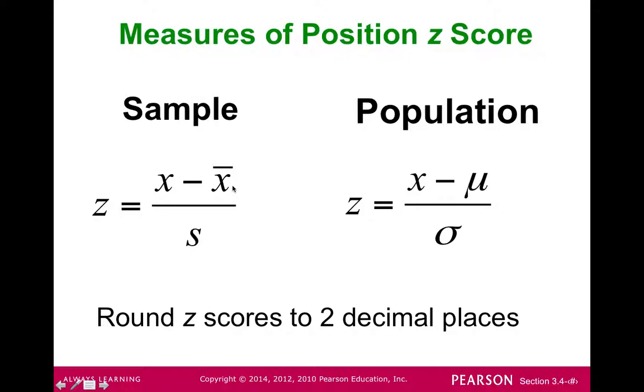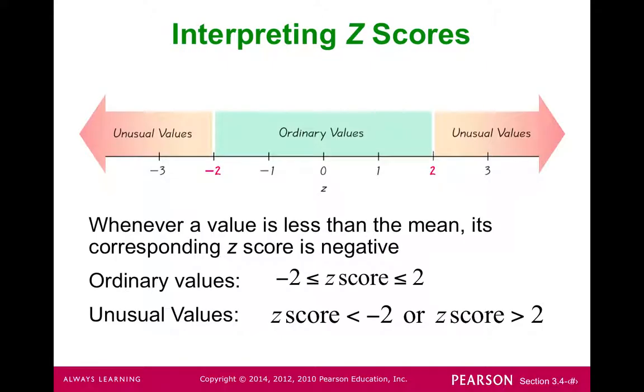Z-scores are always rounded to 2 decimal places. As we'll see later in the course, there is actually a standardized table of z-score values, and they are already rounded to 2 decimal places, which is why they teach you here that you will also round to 2 decimal places. But again, we will see this again when we get to Chapter 6.